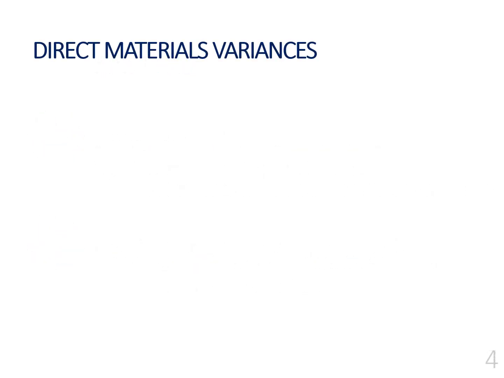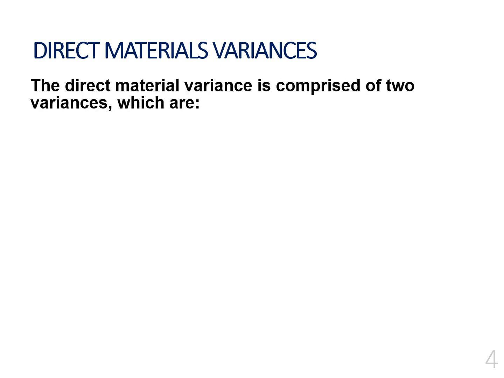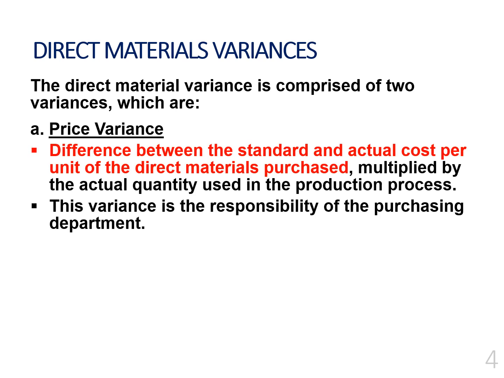Direct materials variances. The direct material variance is comprised of two variances. Firstly, price variance. Price variance is the difference between the standard and actual cost per unit of the direct material purchase, multiplied by the actual quantity used in the production process. This variance is the responsibility of the purchasing department.